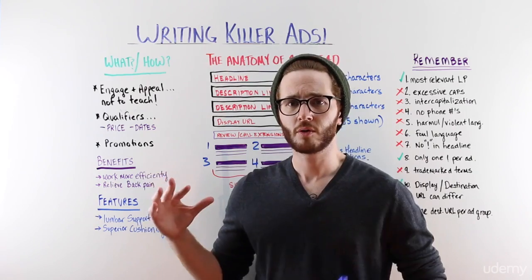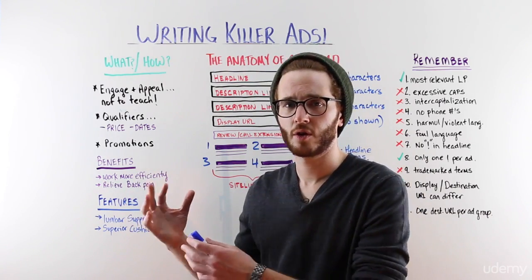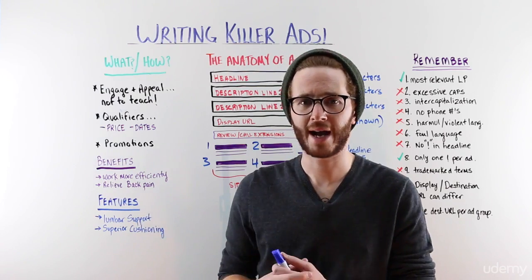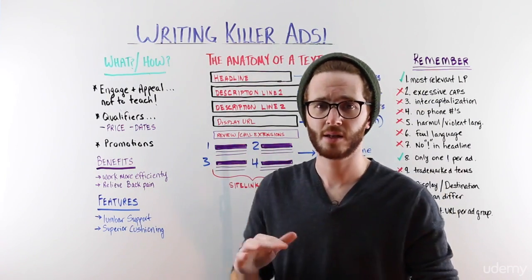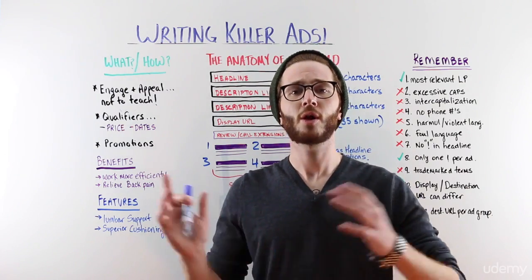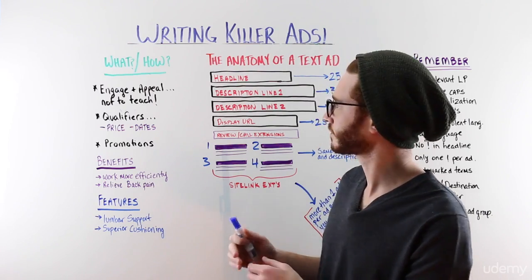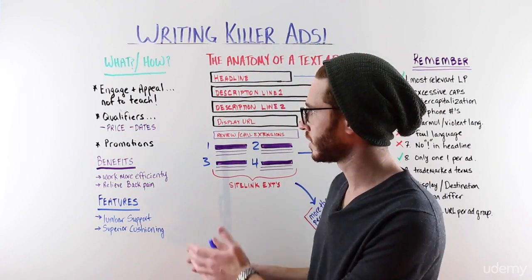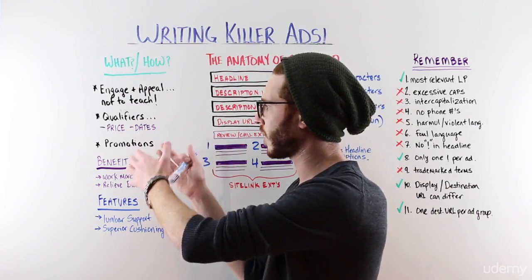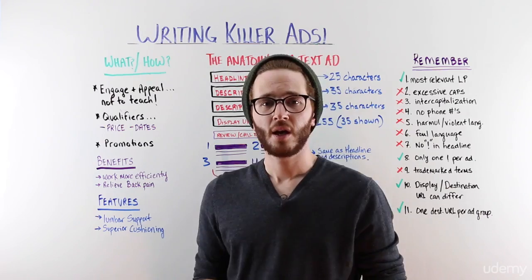So hopefully this gave you a really good comprehensive overview of the techniques you want to employ when writing your ads, the anatomy of a Google search ad. We'll talk about display ads in a separate chapter. That's a whole other can of worms, but this is what a text ad on the search network looks like. A huge amount of focus should be put on benefits and features. That's really important. Understanding the concept of qualifiers, understanding promotions, engage, appeal, not to teach.